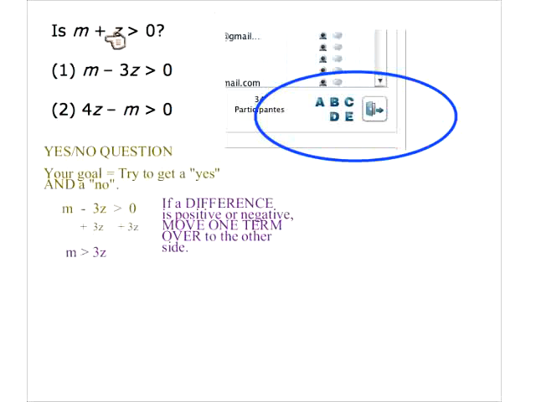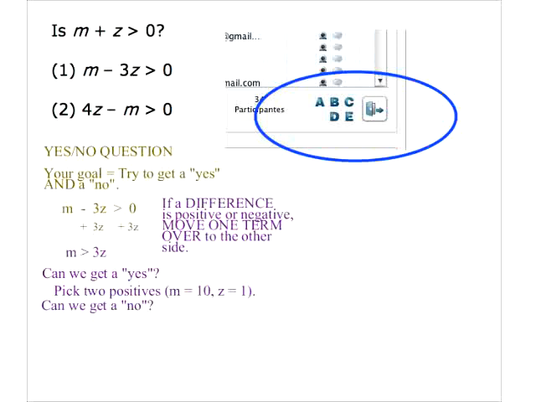So this doesn't really settle it, because remember we need to think about signs here. So can we get a yes? Well, sure we can. Just pick two positives, like for instance, m is 10 and z is 1. Can we get a no? Sure we can. Just pick two negatives, so like m is -1 and then z is -100 or something. So that's not sufficient.